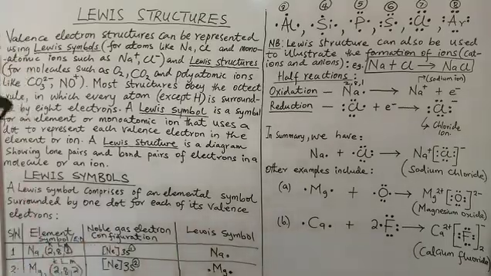Nice. The second example is magnesium. Of course, magnesium by shell distribution of electrons has KLM, which is denoted as 2, 8, 2.